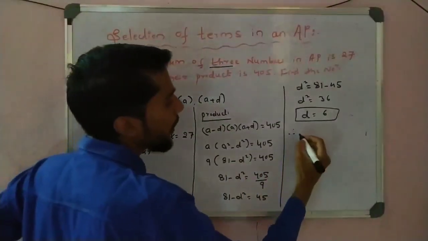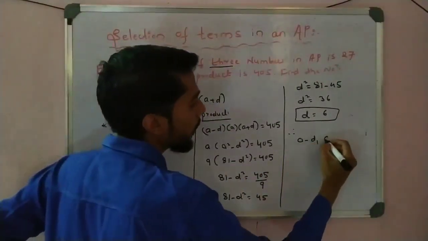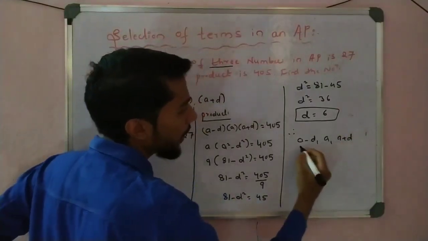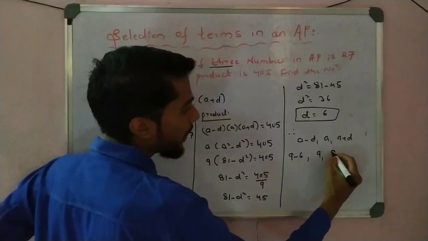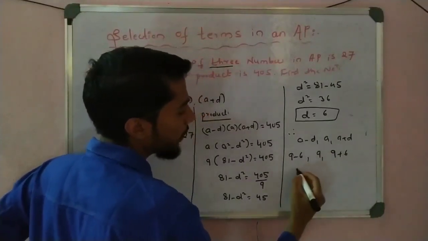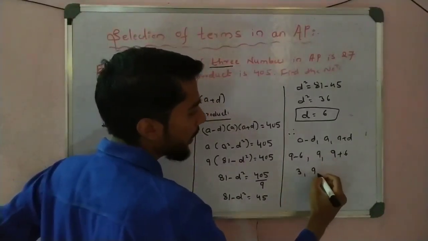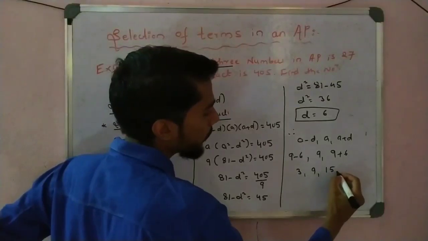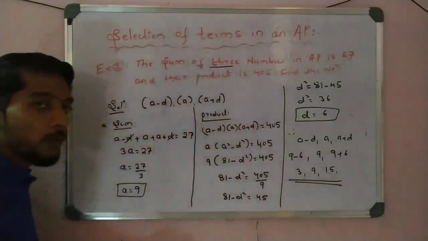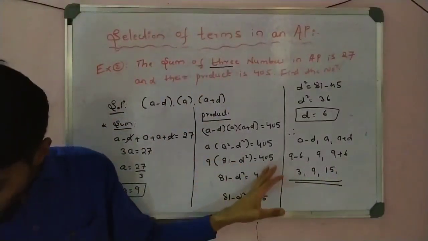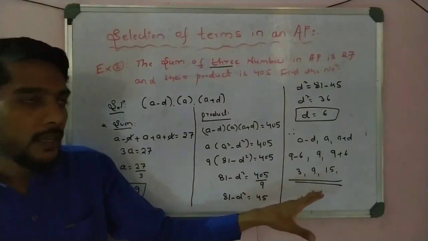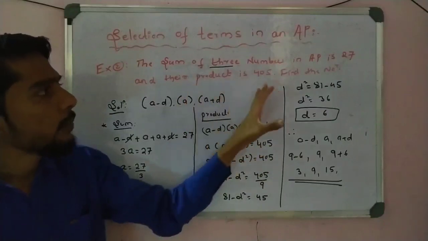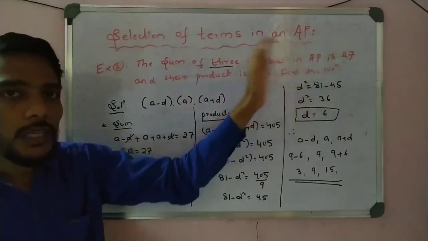Therefore, what are the required numbers? One is a minus d, one is a, and one is a plus d. What is a? 9 minus 6, 9, and 9 plus 6. So 9 minus 6 is 3, here 9, and here 15. So these are the required numbers. Hope you get this answer. Everyone got this answer, correct? Very easily. Same concept, there is no change, only the numbers are different.